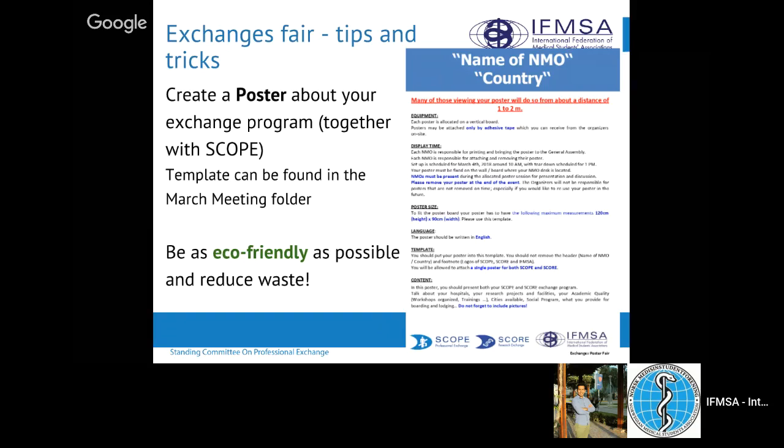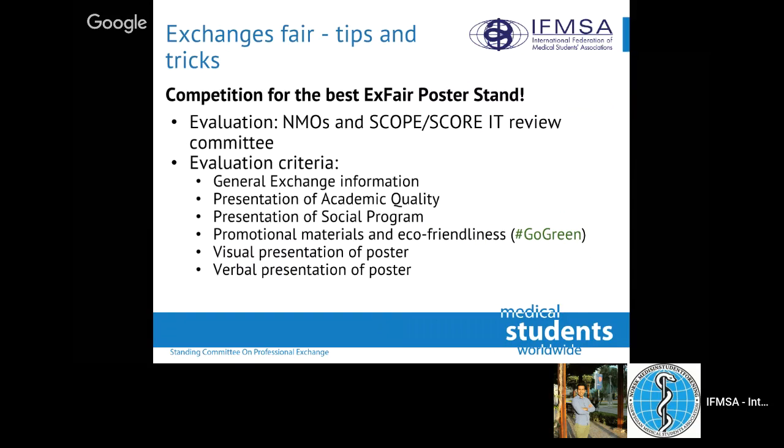Moving on with the next slide, we have the competition for the best exchange fair poster stand. For this, there are going to be some people evaluating. The NMOs are going to be involved in this part of the evaluation, and we're also going to have the SCOPE and SCORE international teams review committee. And what is this going to be about? We're going to have criteria for the evaluation that will take into account the general exchange information that you will be delivering for all of us, and also the presentation of the academic quality, the presentation of the social program.